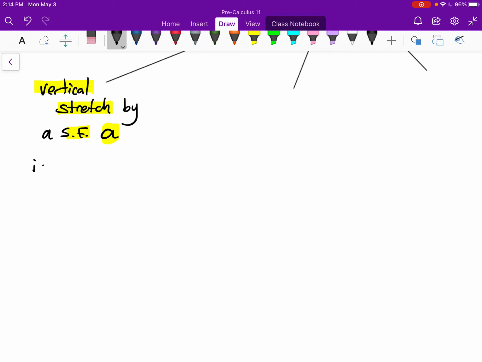As well, if a is greater than 1, then we call this an expansion. The y-coordinates are being expanded out away from the x-axis. If a is between 0 and 1, like a half, we call this a compression. All your y-coordinates are being pushed towards the x-axis.